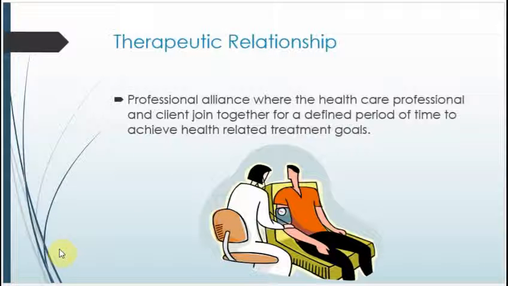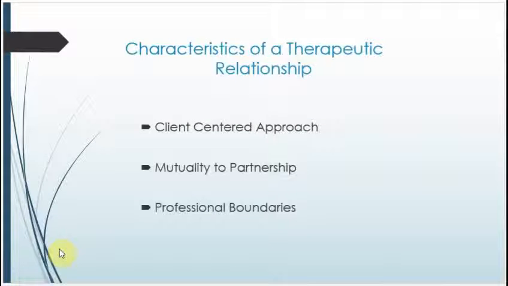So therapeutic relationship, what is it? We already talked about it in Unit 1.1. It's a professional alliance where the healthcare professional and client join together for a defined period of time to achieve health-related treatment goals. So there's always a start and there's an end. It doesn't go on forever. Who can the client be? Well, the client can be a person, a family, a group, community, depending on what kind of healthcare you are giving at the time. It doesn't necessarily just mean a client.